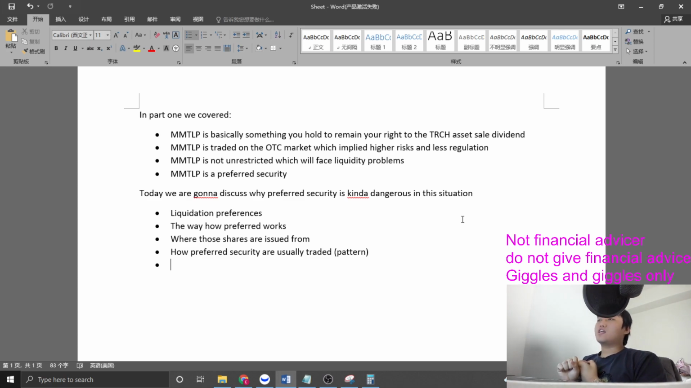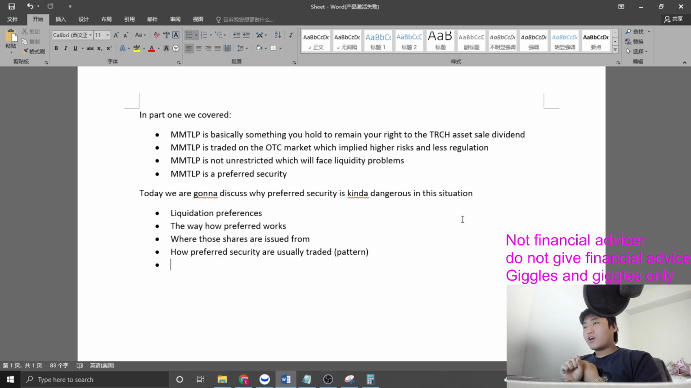Especially with a security with limited liquidity like MMTLP, you're basically trading at the mercy of how many buyers and how many sellers are on the market. Once buyers outweigh the sellers, you will see a short squeeze like what happened on Monday, or one of those days we were allowed to trade on Robinhood, right? And when you see an overwhelming majority of sellers and no buyers, you will see it go back to zero again. But anyway, a fourth point we covered last time was that MMTLP is a preferred security. Today we're going to dig into why preferred security is kind of iffy and dangerous in this situation.